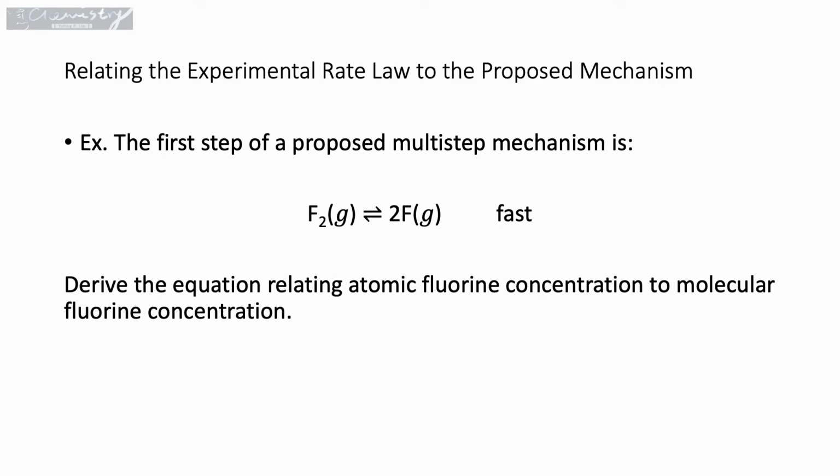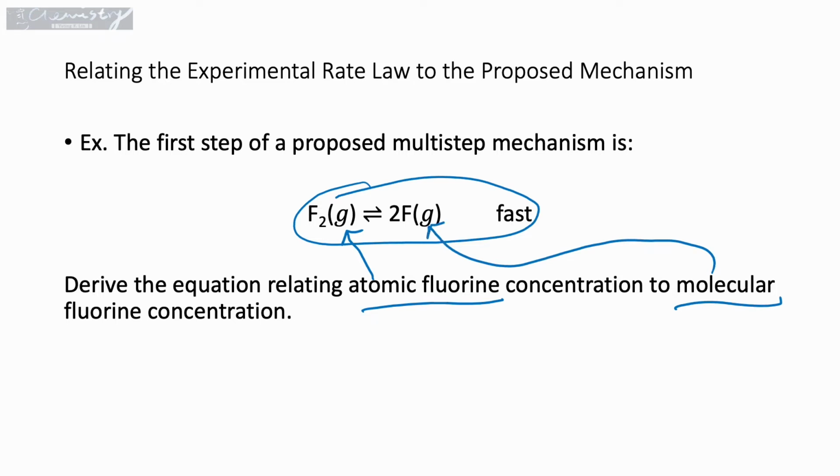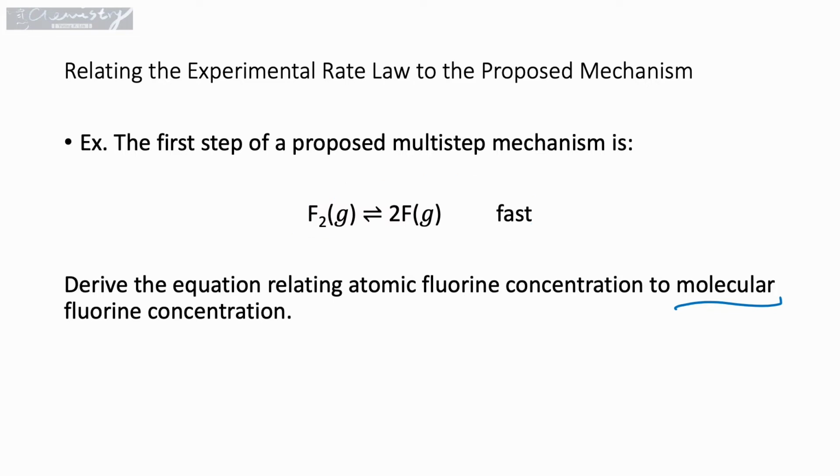The first step of a proposed multi-step mechanism is as such. Derive the equation relating atomic fluorine concentration to molecular fluorine concentration. Atomic fluorine is this one because remember fluorine exists diatomically. Molecular is that one. So this is asking us to relate the two. We will set the rate constant for the forward to be K1 and the rate constant for the backward to be K negative 1.